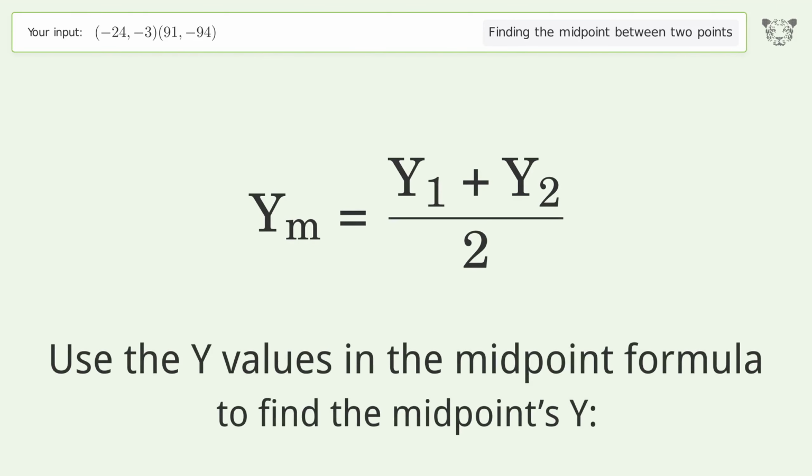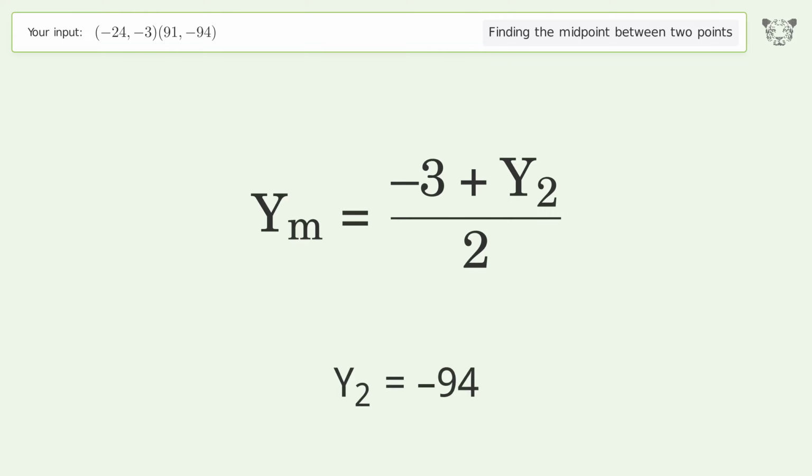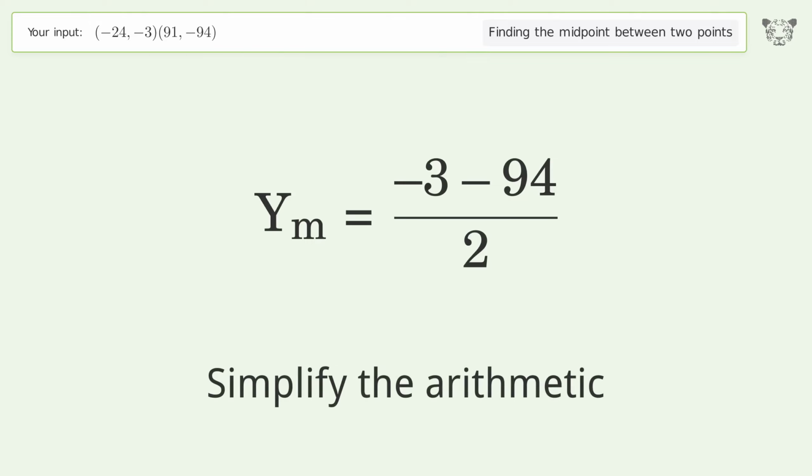Use the y values in the midpoint formula to find the midpoints y. y1 equals negative 3. y2 equals negative 94. Simplify the arithmetic.